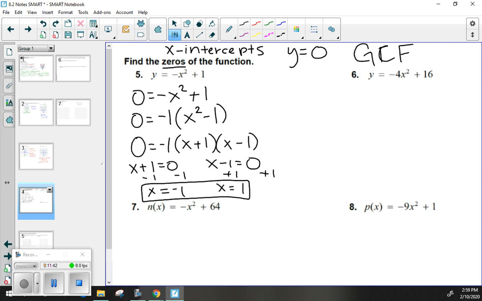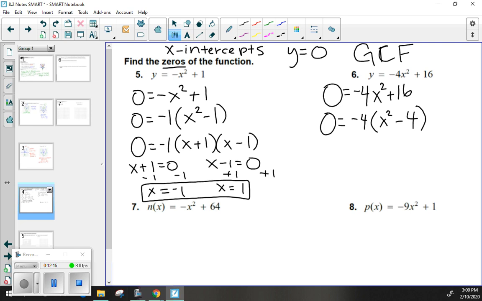Again, we're looking for when y equals 0. So we're going to start with setting this equal to 0. I'm going to go ahead and pull that GCF. And I'm going to pull a -4, which is going to give me x squared minus 4. I see once again that I have a difference of squares, but there's another way you can solve this, which is sort of what I told you last time.